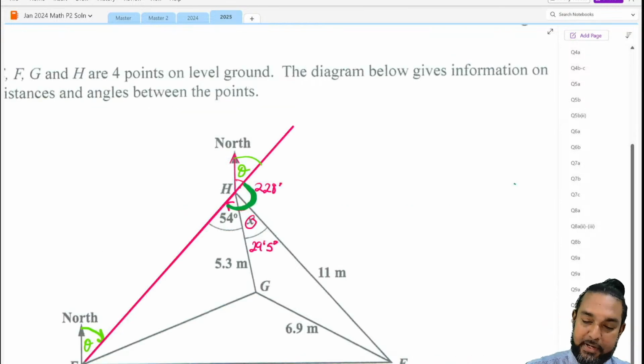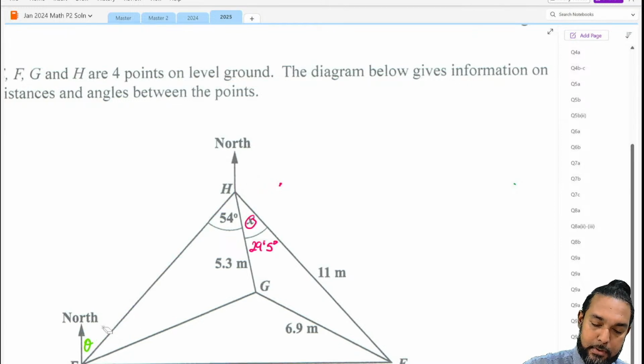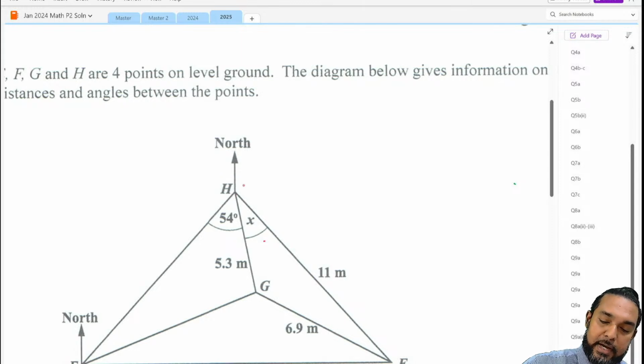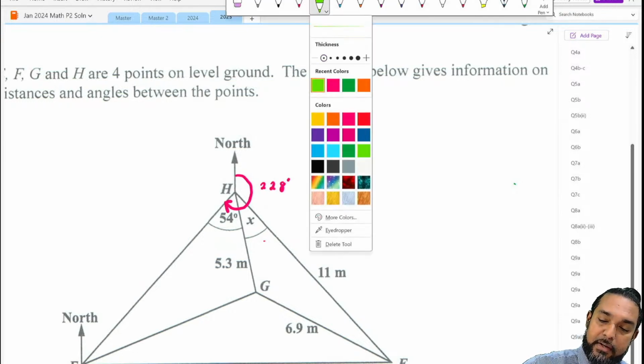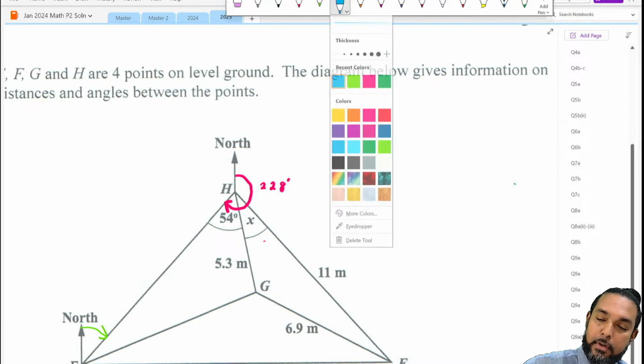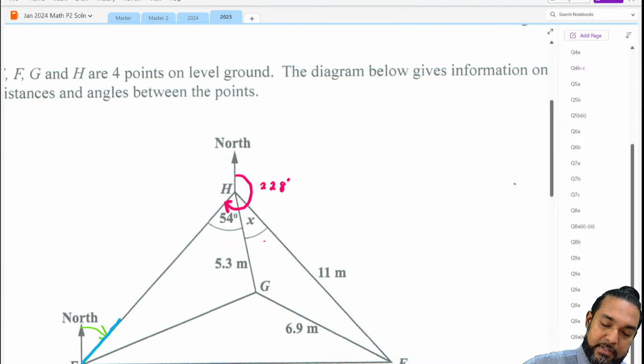I'm going to recap it one more time in case you missed it the first time, right? What they gave us in the first place is the bearing of E from H. That is this angle here, and that is 228 degrees. Now, what they want us to find is the bearing of H from E. So the bearing starts at the north line and goes clockwise until it hits the line joining the 2 points. Now, to facilitate this, we're going to extend the line joining the 2 points.